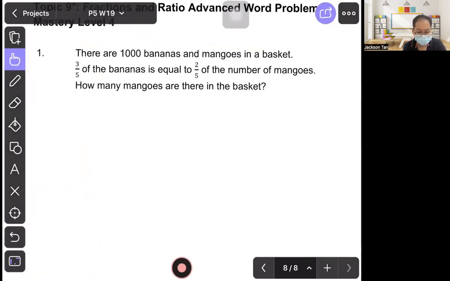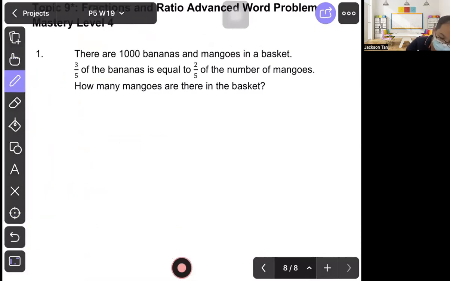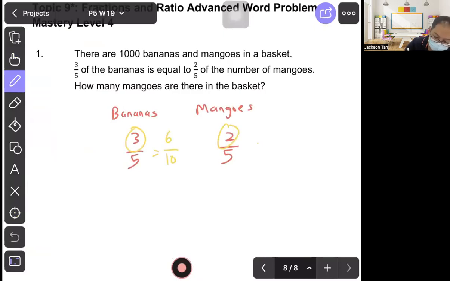Okay, so instead of drawing a model, we'll use the fastest method, the fraction. So banana, mango. 3/5, 2/5. So let's make the numerator the same since it says equal. So I times 2, 6 out of 10. I times 3, 6 out of 15. So that means that banana has 10 units, mango has 15 units.